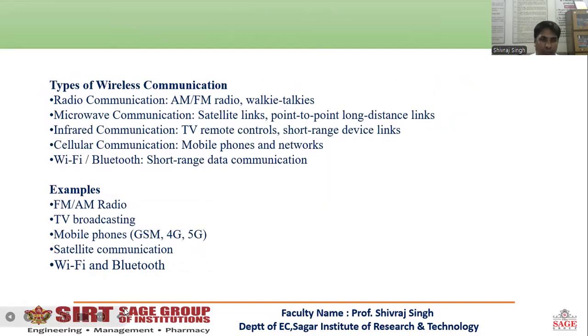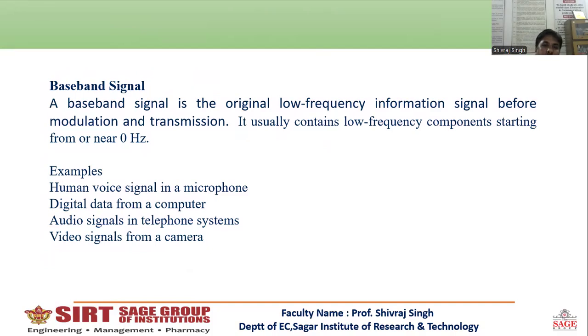There are different types of wireless communication, radio communication like AM, FM, walkie-talkie, etc. Microwave communication, satellite link, point-to-point long-distance communication, infrared communication, cellular communication, Wi-Fi, Bluetooth. These are the types of wireless communication. Examples of wireless communication are FM or AM radio, TV broadcasting, mobile phone, satellite communication, Wi-Fi or Bluetooth. This is wireless communication. That means in this communication, no physical path is required.